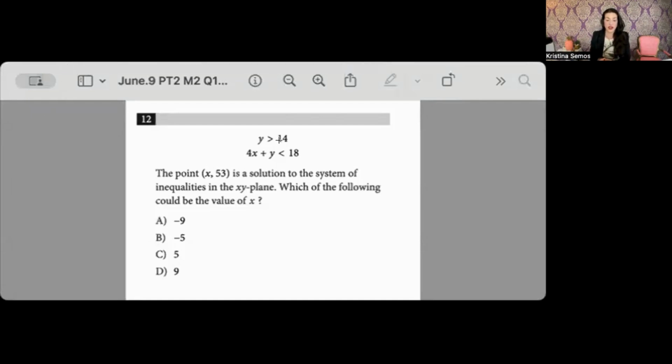Okay, here we go. We have y is greater than 14, and then we have 4x plus y is less than 18. The point x comma 53 is a solution to the system of inequalities in the xy plane, which of the following could be the value of x. So first thing, I need to change up this one a little bit to make y by itself. That means I need the 4x to go to the other side so that I can either put it in Desmos and graph it, or just graph it by hand on my scratch paper. So I will give you a second. You can pause this if you need. And remember, answers at the end.